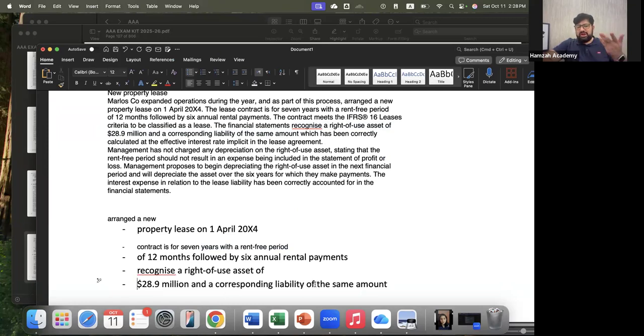In the exam, you do not have to write facts like this. I am writing it in front of you to show how to effectively find relevant data. And we need to analyze it and discuss it properly to score maximum marks. Now, next. The next is that management has not charged depreciation for the first year, the rent-free period.